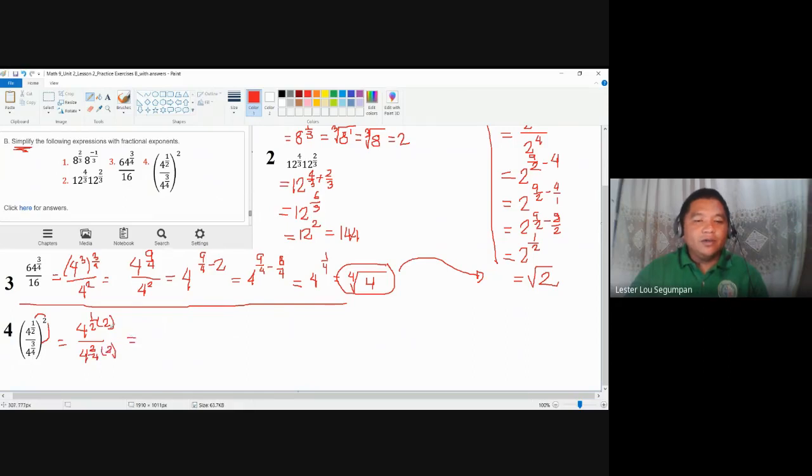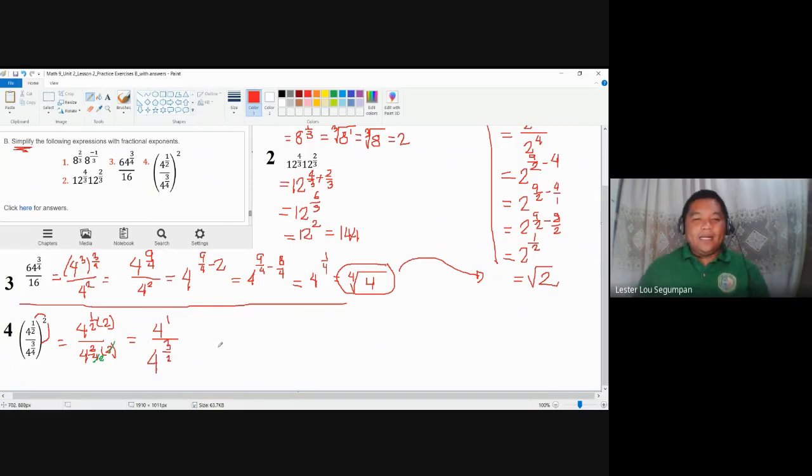The numerator, 1 half times 2 is 1. So the answer is 4 to the power of 1 all over, at the bottom, 3 fourths and 2. So you can simply cancel this out and you leave 2 in the denominator. So you have here 4 to the power of 3 halves.